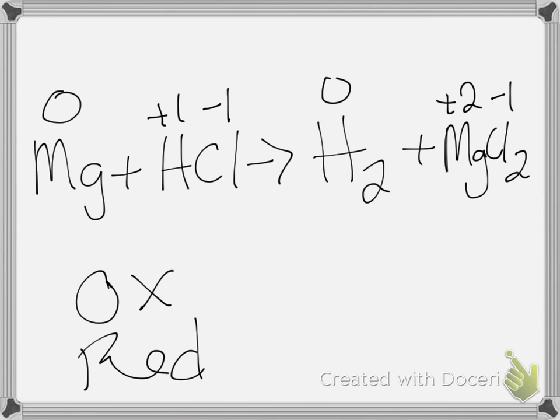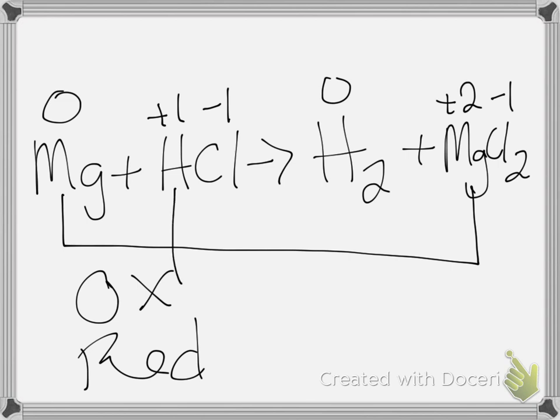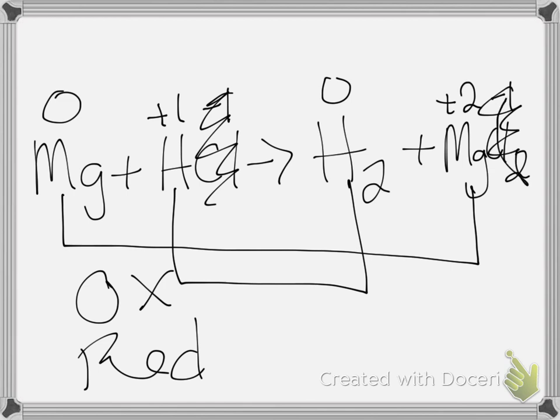Then what I should have seen is that magnesium is different and hydrogens are different on both sides. Which one stayed the same? Chlorine. So chlorine isn't really a part of what we're doing right now. It didn't transfer or receive any electrons.